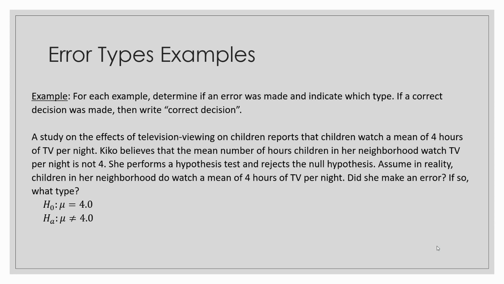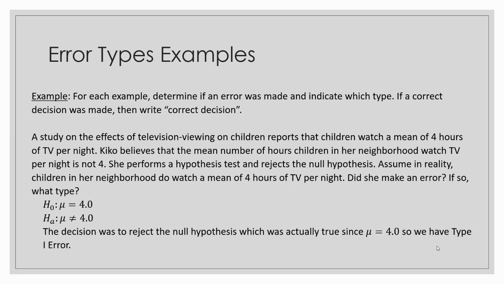Uh oh. Okay, Kiko has made an error here. She rejected the null, which was that mu is 4. Well, reality was it was 4. So there's a mismatch here. There is a mistake. So what kind of error did she make? Well, because she rejected a true null hypothesis, this is a type 1 error.